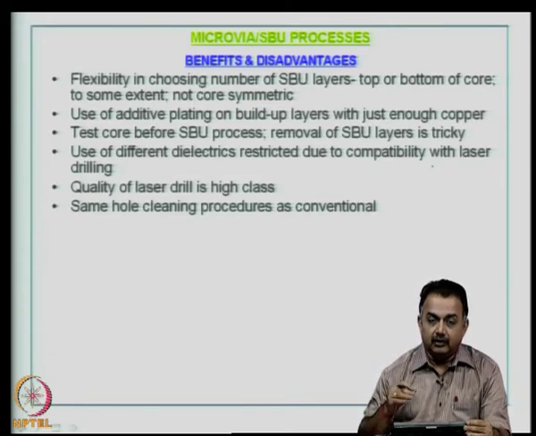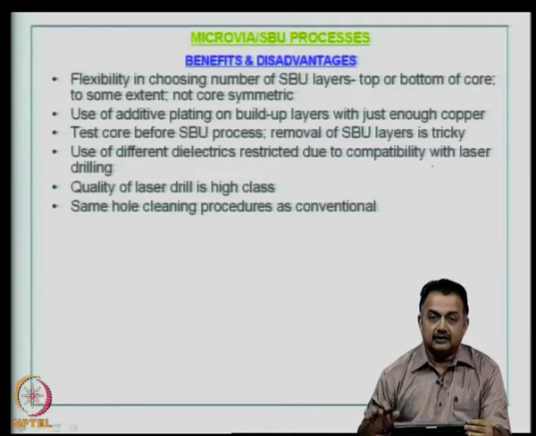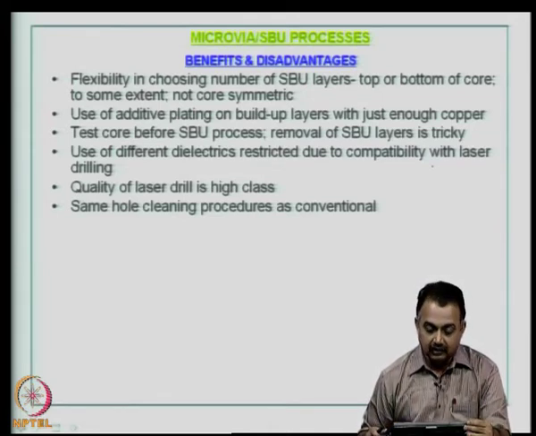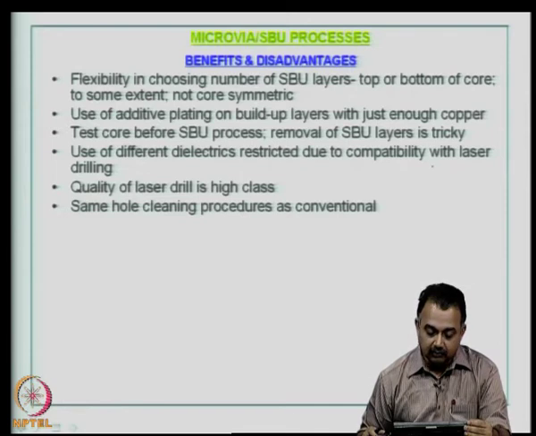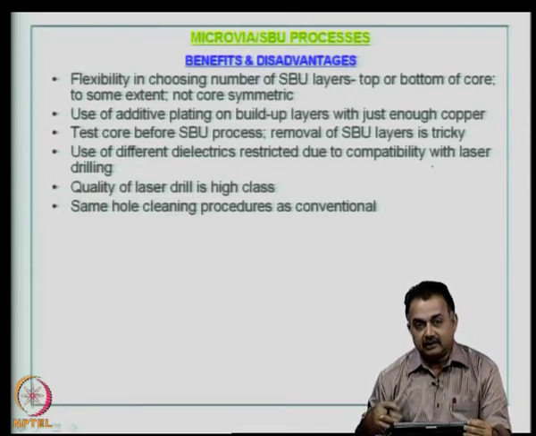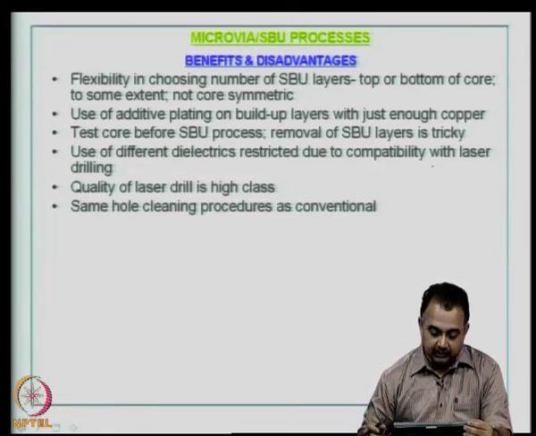You can do additive plating and add only the required number of copper, and typically you are talking about signal layers at the top and the bottom of the SBU structure, which means the total amount of copper is very much less compared to a conventional board. So, based on your design, you can ensure that your top layers prepared by SBU can have very little copper, and that will not add to the issue of warpage.